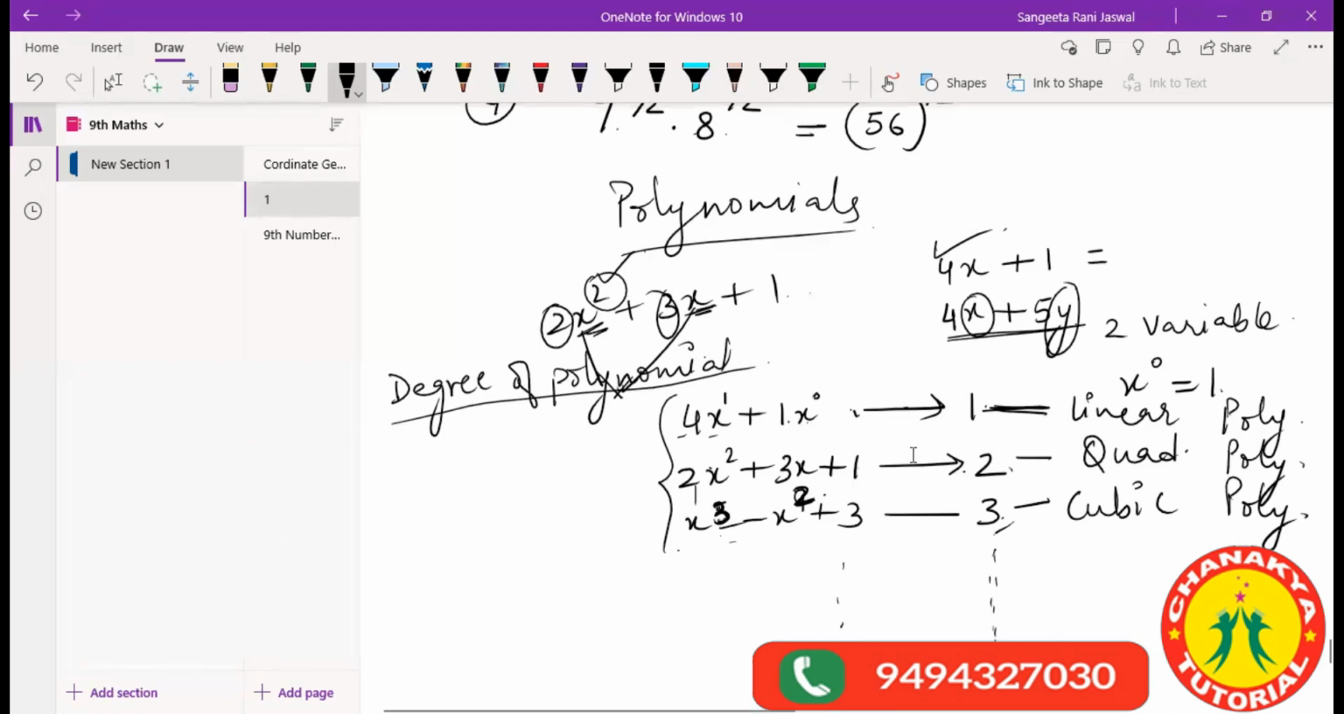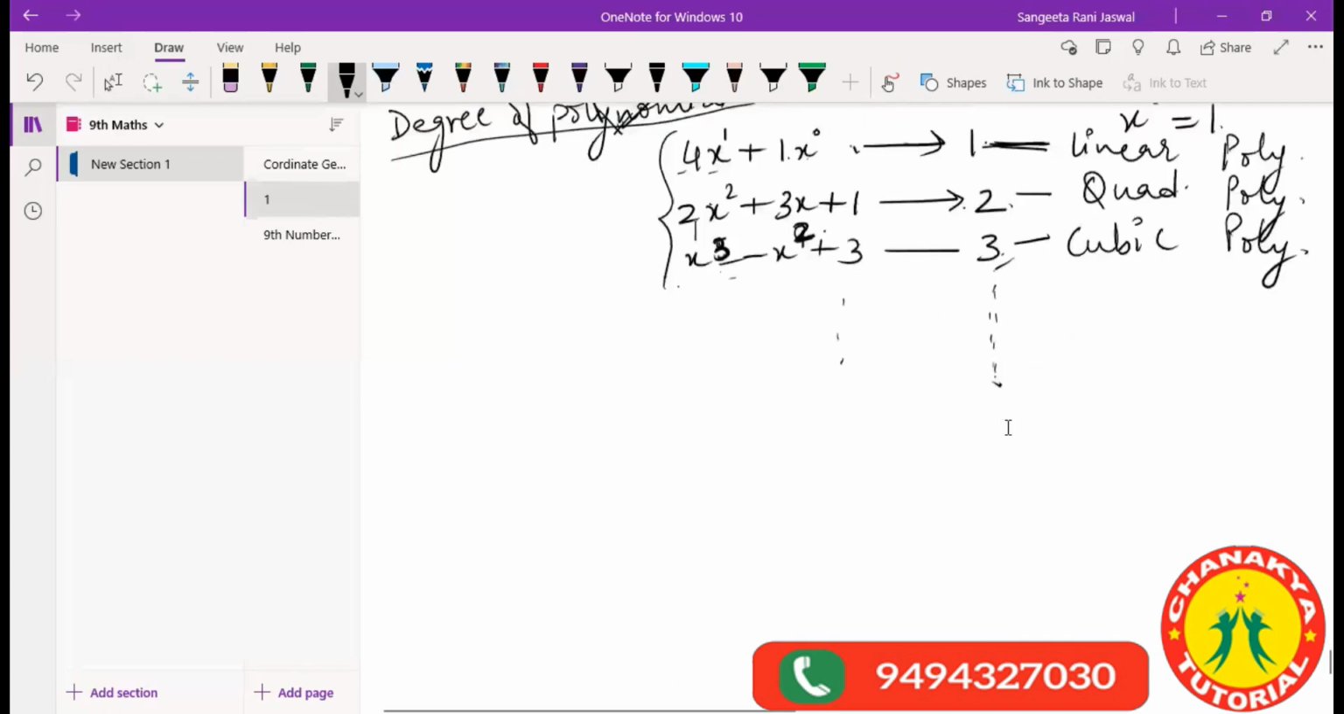Okay, now let's recognize some questions in this. I'm coming to exercise 2.1 because this is about recognizing the kind of polynomials. Question number 1: Which of the following expressions are polynomials in one variable and which are not? State reason for your answer. So you have to find which are polynomials in one variable.